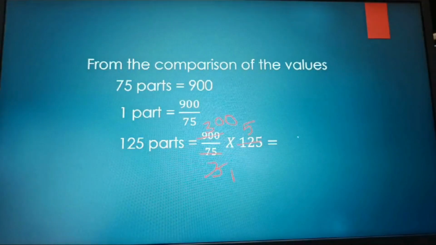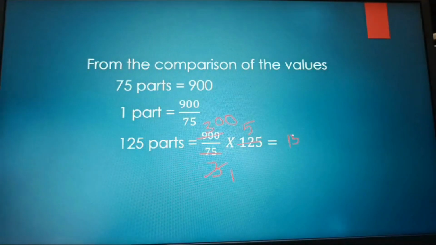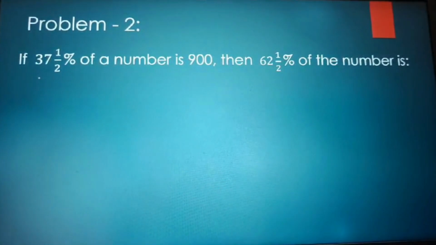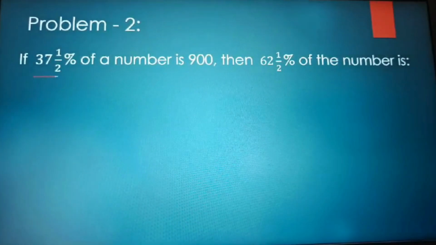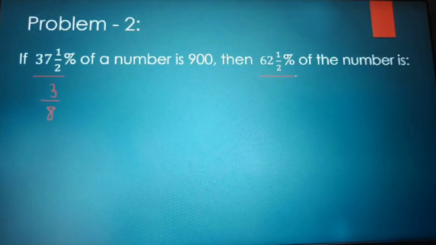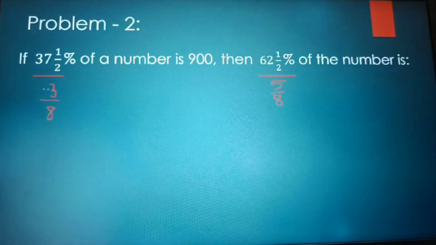5 into 300, 5 3s are 15, so zeros come as it is. 1500 is your answer. This second problem, by using equivalent fractions, can be solved very easily. Here 37.5 is equal to 3 by 8 of your fraction, and 62 and half is 5 by 8. So here the denominator is equal, so we can compare this 3 and 5 directly.